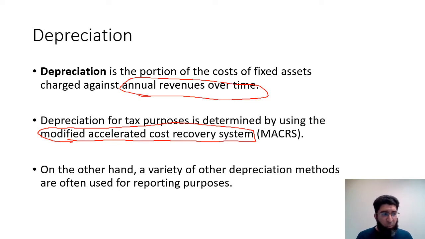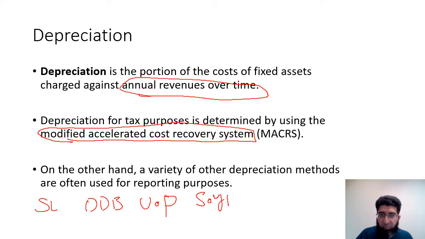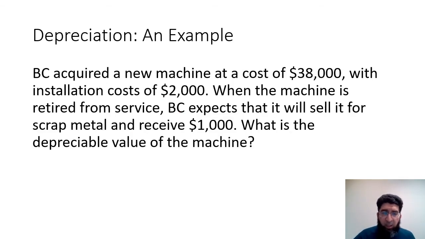We already know that there are other methods as well. For instance, straight line method, we have double declining balance method, we have units of production method, and then we have sum of year digits method as well. But here we will continue to look at modified accelerated cost recovery system, in short called MACRS.